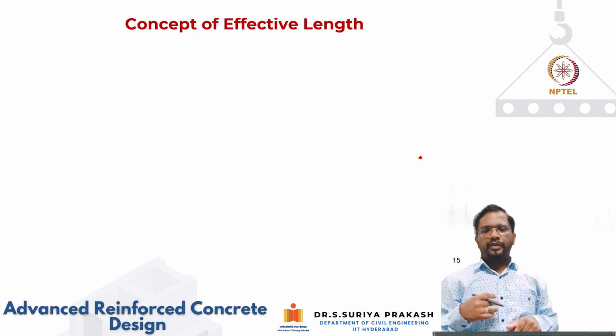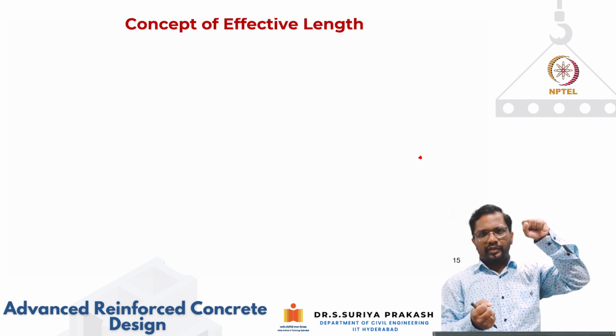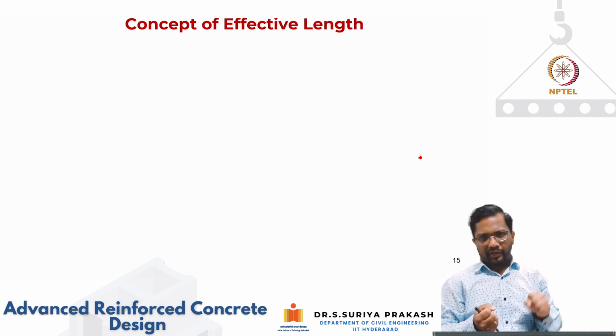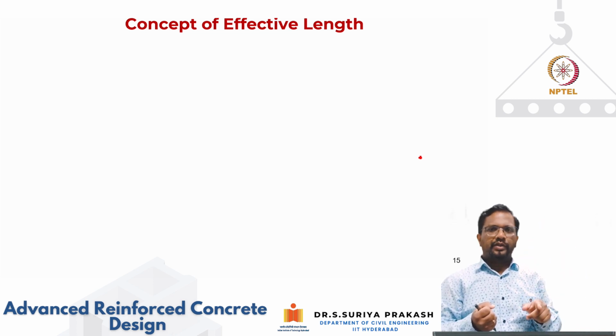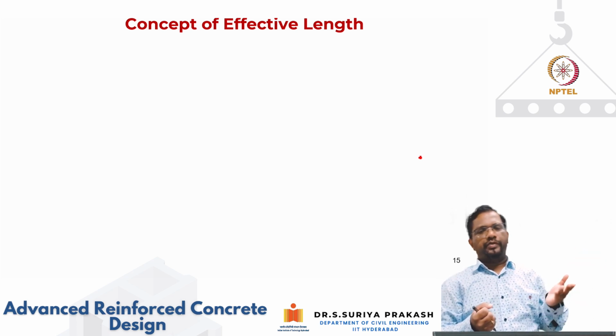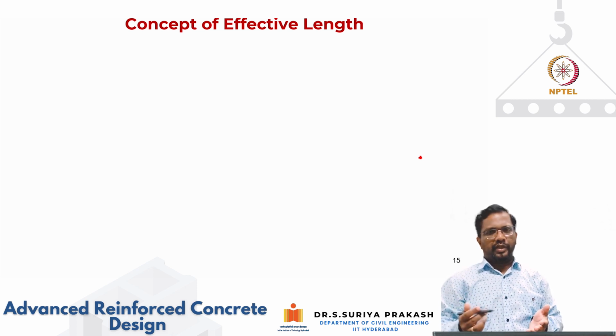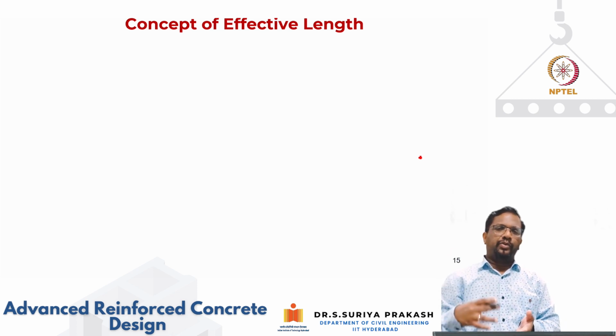In the previous case, what we considered was a clear hinged case, which is prevented from moving laterally. So then your effective length is equal to the clear length of the column between the supports. It was easy for us to calculate. But most of the time, we will not have this kind of clear boundary conditions.